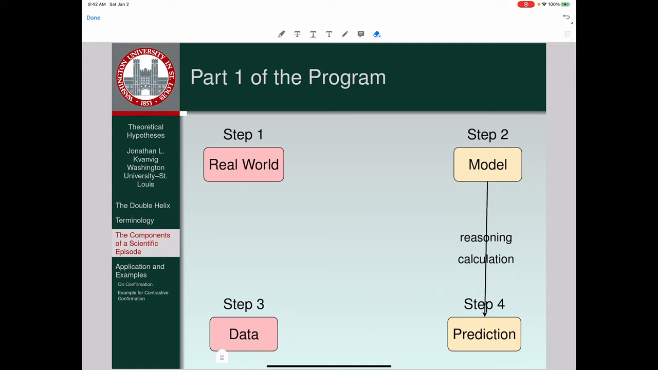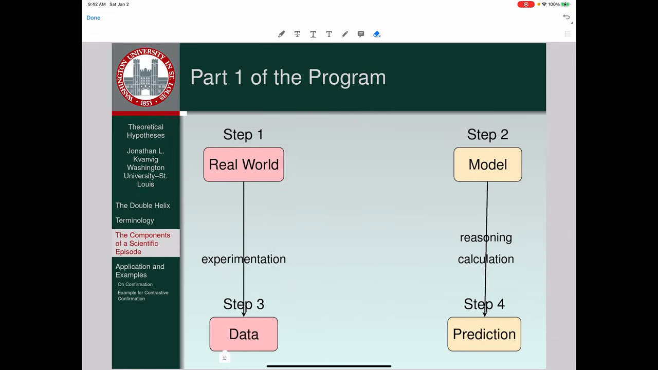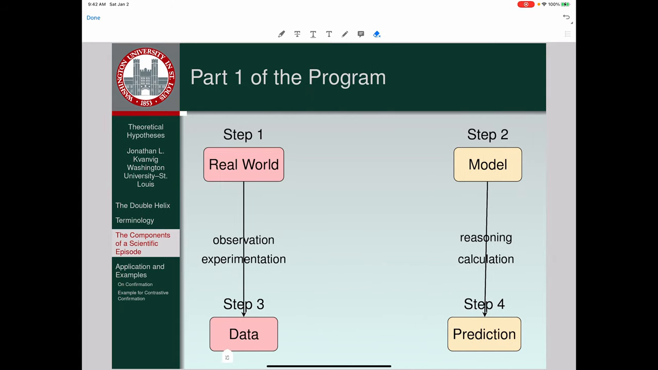In order to understand how this program works, there should be some sense of how the model generates the prediction in question, rather than just being told that the model predicts X. You'd like to know what kind of reasoning or calculation leads to that. And then you'd like, when you see what the data are, to see some explanation of the kind of setup that was used to generate the data. What does the experiment look like? What were the steps that were taken in the observation that led to the characterization of the data?